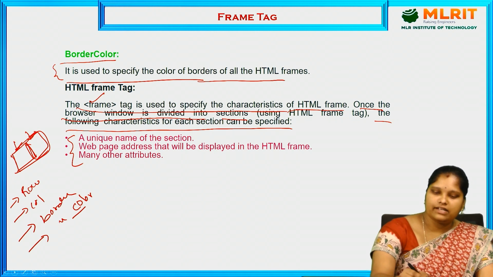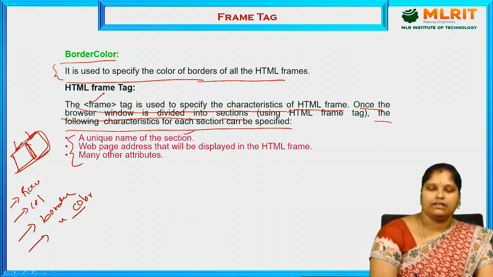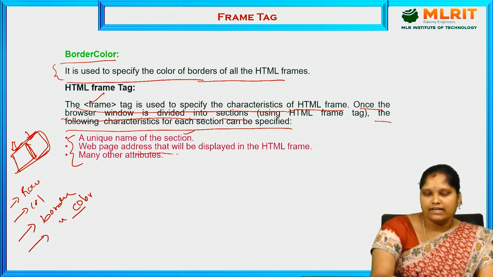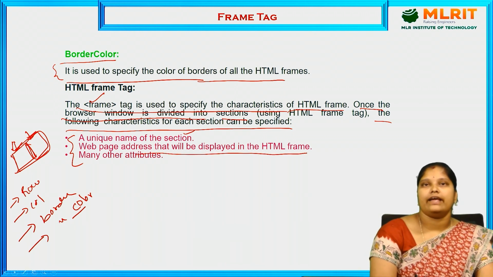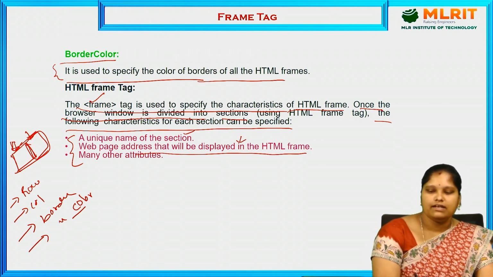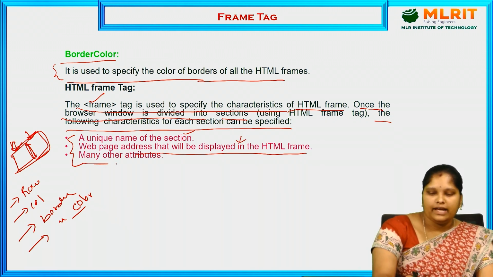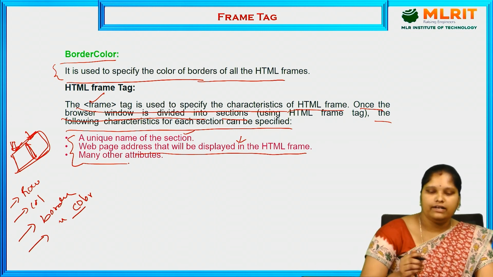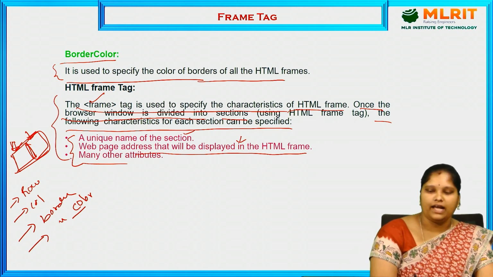First characteristic is the unique name of the section. Each and every section has a unique name, and the web page address that will be displayed in the HTML frame. And many other attributes are there. This is about the frame tag.